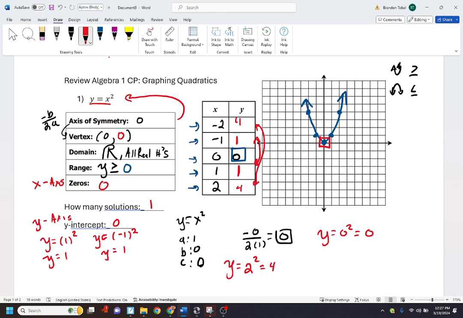How do you find how many solutions? How many times does it hit the x-axis? In this case, it only hits it once. I'm going to show you the formula later. The discriminant, I'll do that in a separate part.